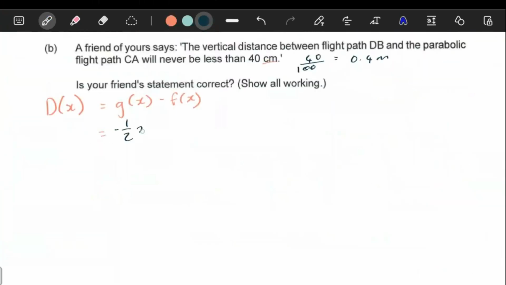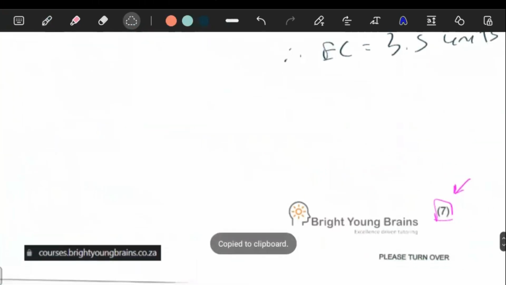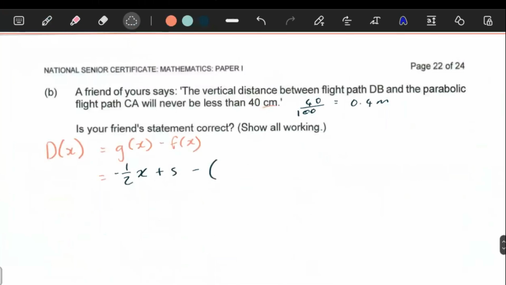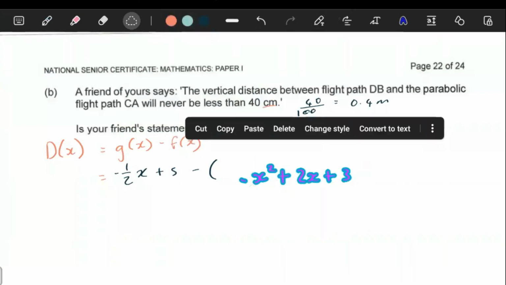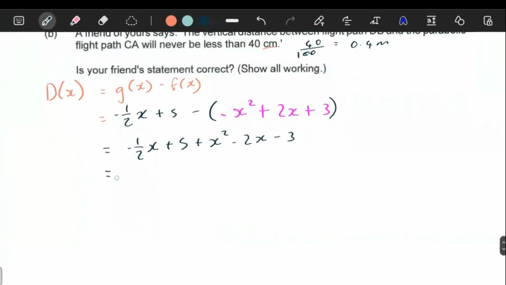Negative a half x plus 5. That's the equation of g. The equation of f of x is just this equation over here. We put our brackets there because those are obviously important. So let's paste this over here, and then we close this bracket. Negative a half x plus 5. If I multiply inside, it's positive x squared, negative 2x, negative 3. Simplify this distance equation.